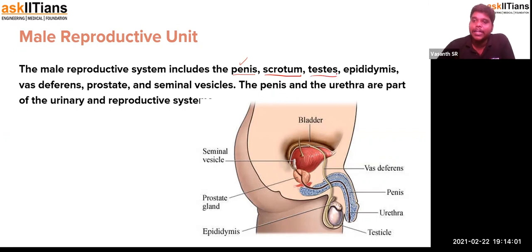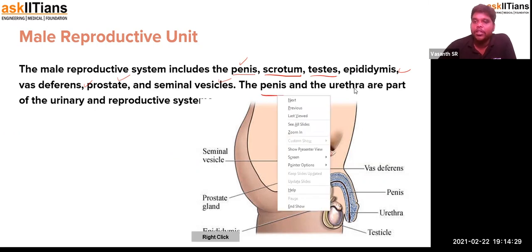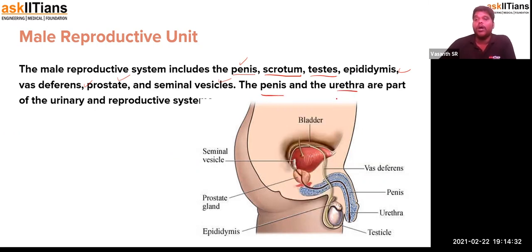And then the testis is the testicular tissue that holds the seminiferous tubules, and these seminiferous tubules contain the reproductive tissue, the cells. And then comes the epididymis, and then the vas deferens, and then the prostate, and then the seminal vesicles. So these are some of the structures which support the process of male reproduction. And when it comes to the reproductive system, the muscular penis and the urethra, both of them are part of two systems: the urinary or excretory system and the reproductive system.